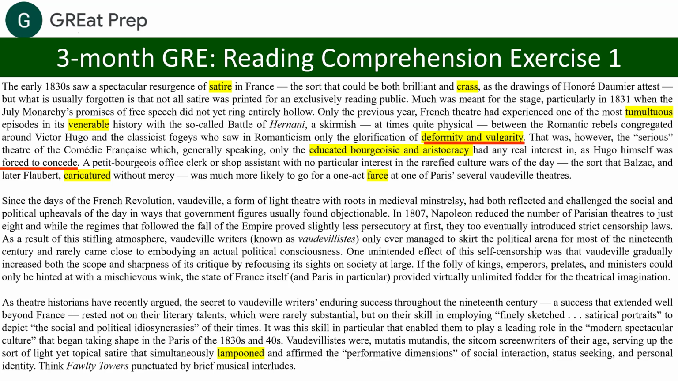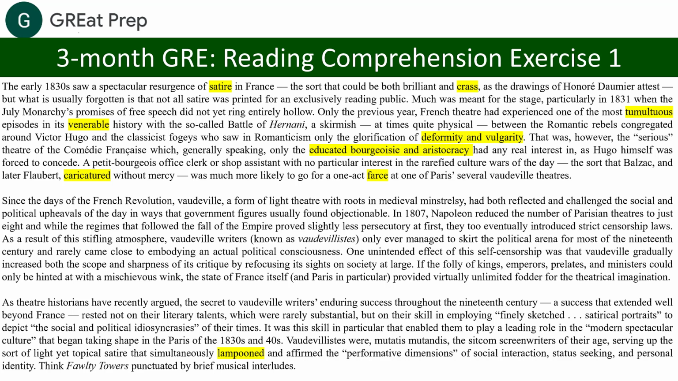That definitely was not what Hugo conceded, right? What Hugo conceded, which is very clear from the sentence, is the serious theater of the Comédie Française, which only the educated bourgeois and aristocracy had any real interest in. So that's what Hugo conceded to the classicists, right? So you have to be very, very careful, right? This is very subtle because it is a trap.